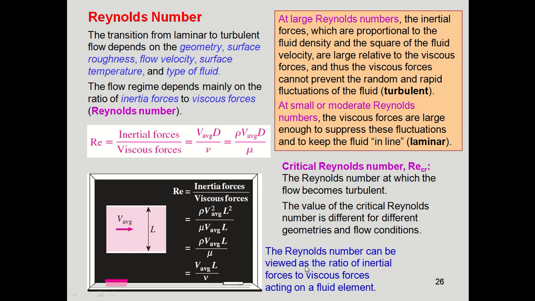The Reynolds number can be viewed as the ratio of inertial forces to the viscous forces acting on a fluid element. So this is the formula we get: the ratio of inertia forces to viscous forces is rho V squared L squared divided by rho V average into L. If you simplify, you get the Reynolds number as V average multiplied by L divided by kinematic viscosity.